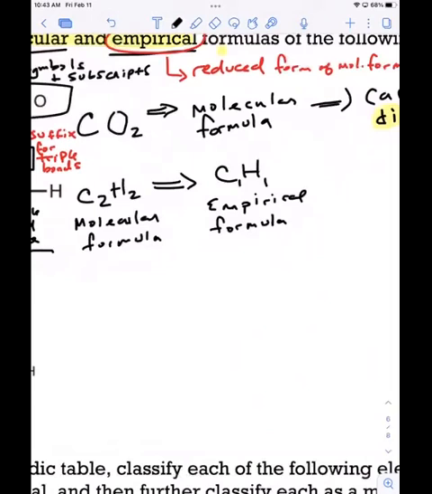Right? Because if you take the 2's, you can divide both of those numbers by 2 and get 1. So the empirical formula is like the reduced form of a molecular formula. The molecular formula tells you all the atoms that are present and their ratios. The empirical formula just tells you the atoms that are there without knowing how many of each one is actually present. Right? So this is C1H1. It's the reduced form of C2H2. Any questions about that part?